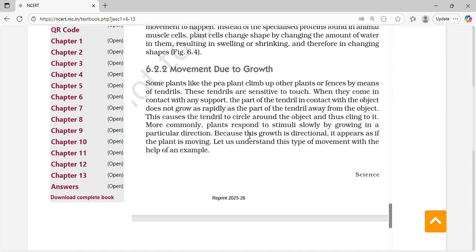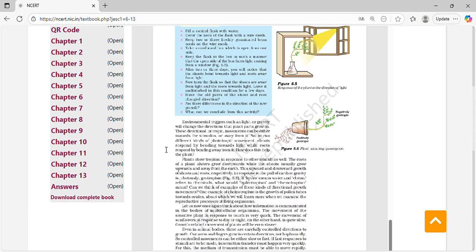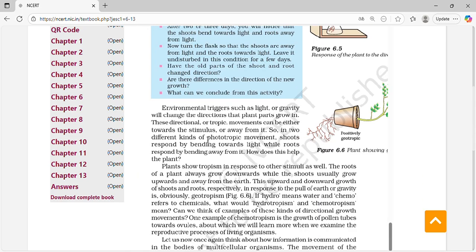More commonly, plants respond to stimuli slowly by growing in a particular direction. Because this growth is directional, it appears as if the plant is moving. Plants show tropism in response to stimuli.